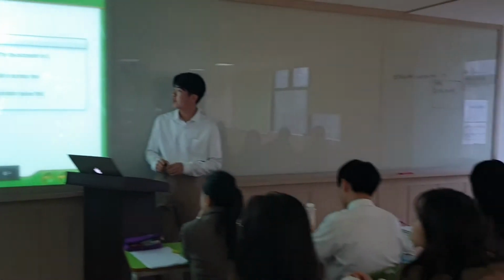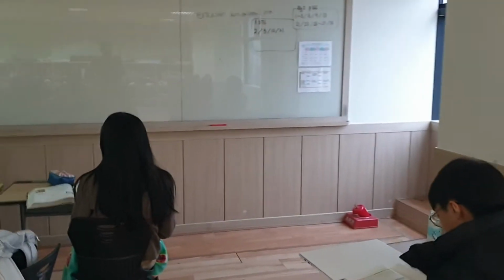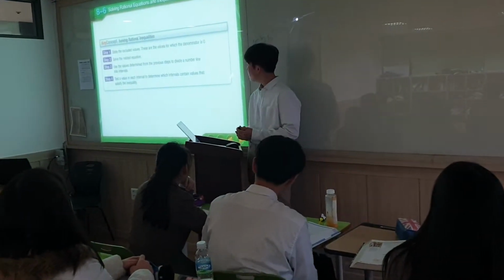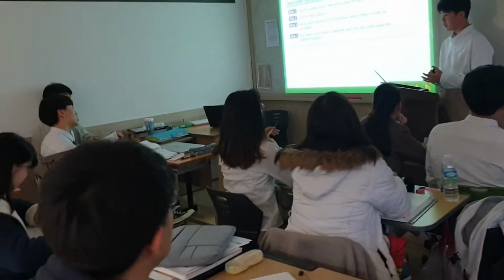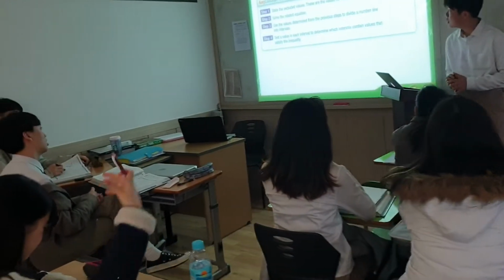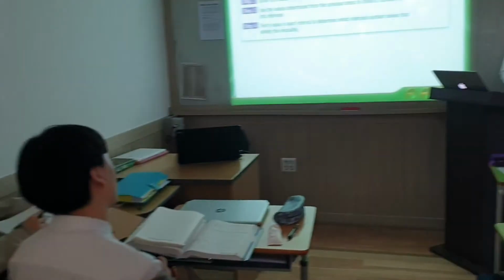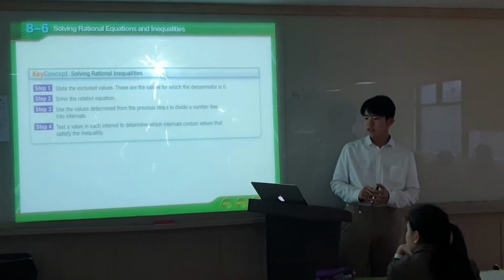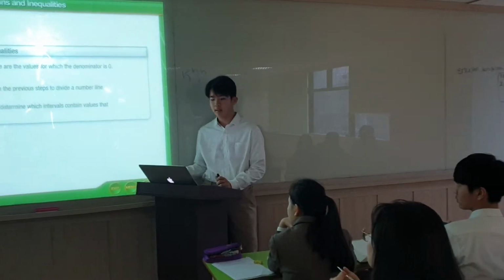So I'm just gonna talk about the key concept before I start with the presentation. There are four steps. The first one is to state the excluded values, and these are the values for which the denominator is zero. The second step is solving the related equation. The third step is to use the values determined from the previous steps to divide the number line into intervals. The final step is testing a value from each interval to determine which intervals contain values that satisfy the inequality.